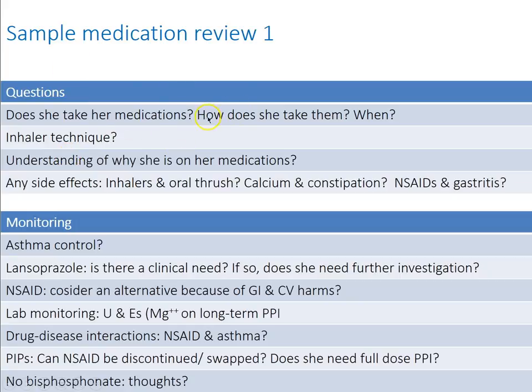You want to ask, you can see what she's been prescribed, but is she taking these? And is she taking these regularly? And when does she take them? And is she consistent in doing this? These are difficult questions to ask.